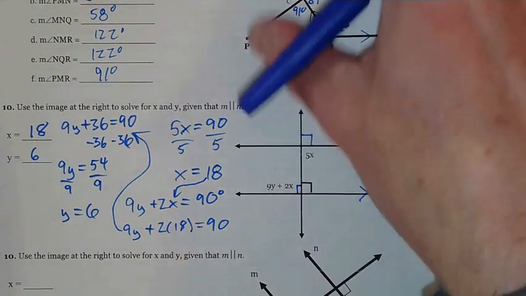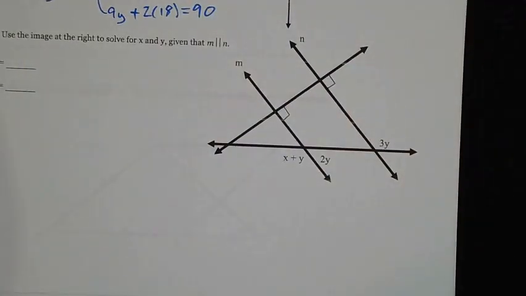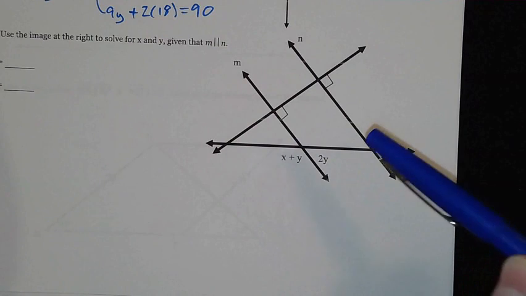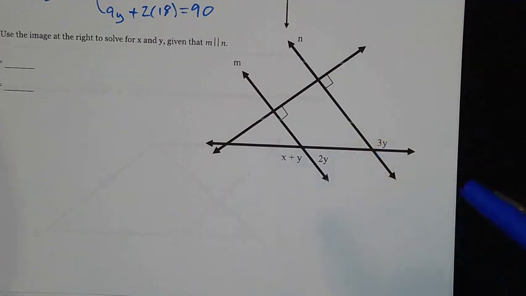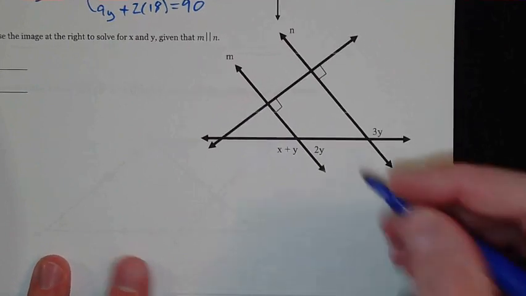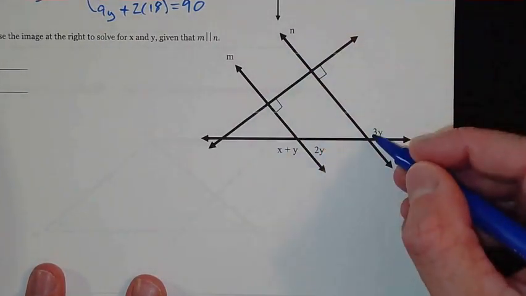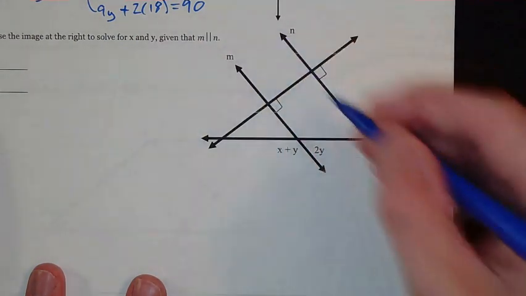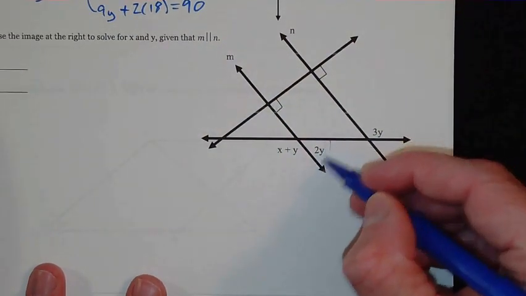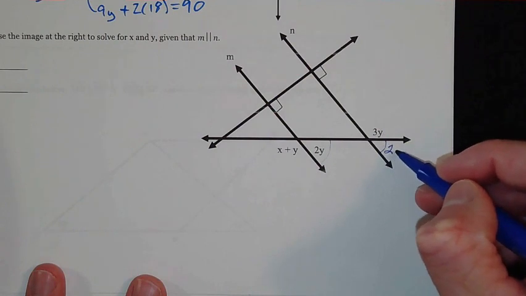Question number 10 is similar to that, but it's a little bit on the more difficult side because I've got x's and y's, and there's nothing I can solve all by themselves. Or is there? Here, we could do this. I wasn't planning on doing this one, but we might as well. Since these two are perpendicular to this transversal, that means that these two are parallel to each other, which means this angle is the same as that one. This one must be 2y.